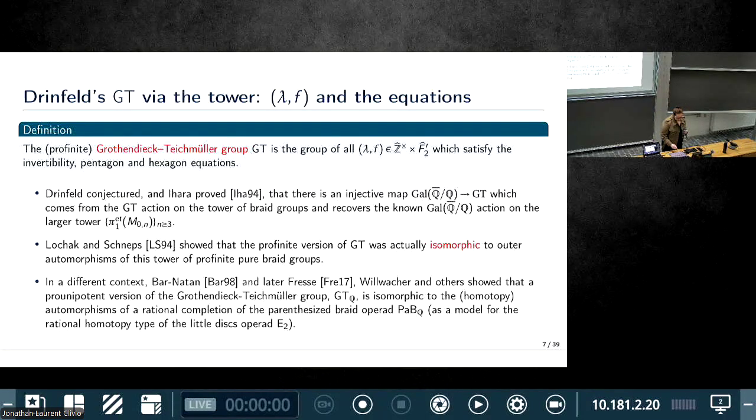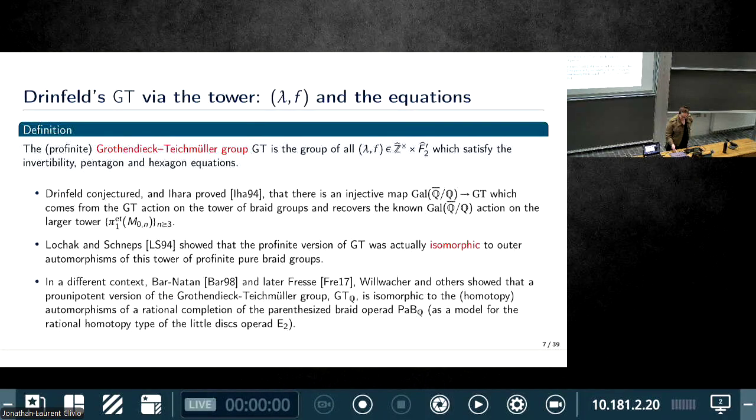Then in a totally different context, George Barneton in the 90s, in 98, was thinking about a rational version of GT which acts on Drinfeld associators, which we'll probably talk about a bit tomorrow. I'm going to take requests for which variations of GT you want to hear about tomorrow, Friday, in my last talk. So there's a rational version that acts on the universal finite type invariants of knots.